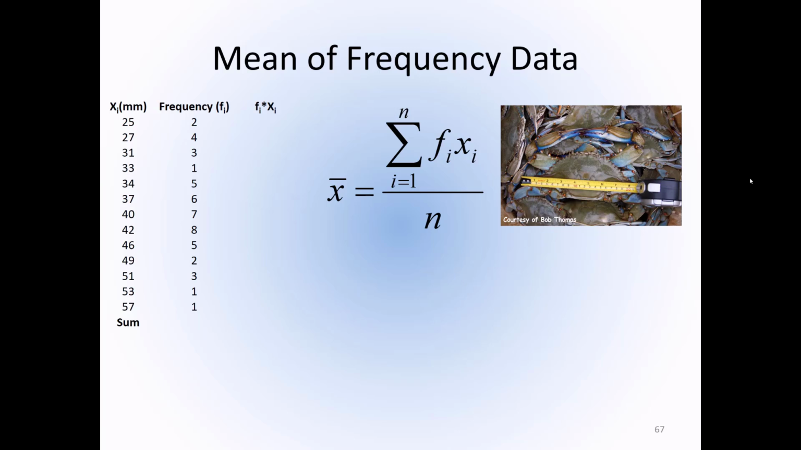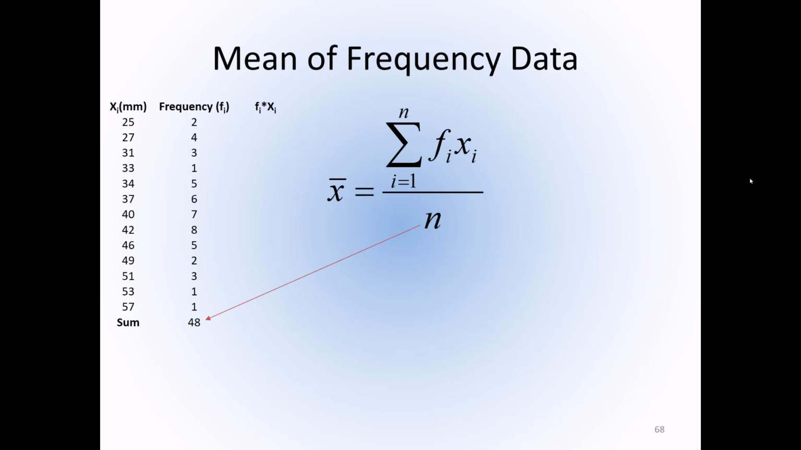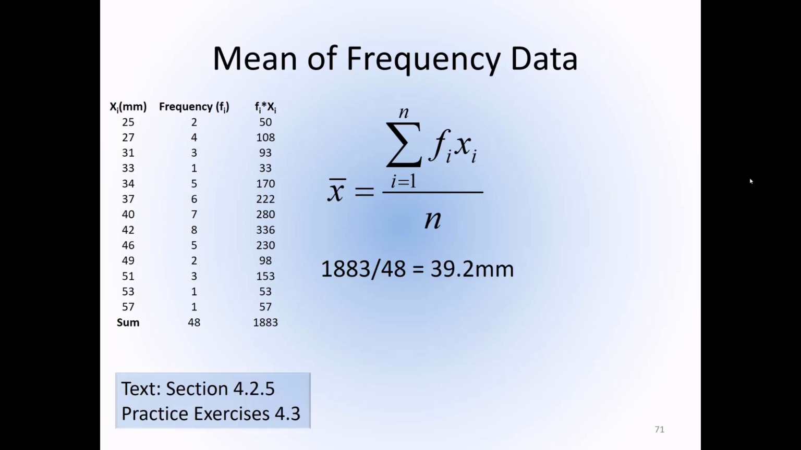Okay, so first step for doing so will be to determine our small n. To do so, we take the summation of our frequency column. In this particular case, it's 48. We then need to go through and calculate the product of our frequencies and our observations, f times x, and then we'll need to take the summation of this particular column. In this particular instance, it's 1883. We then simply take our numerator, divide it by our denominator, and then we can report the mean size of our blue crabs. This is our weighted mean.